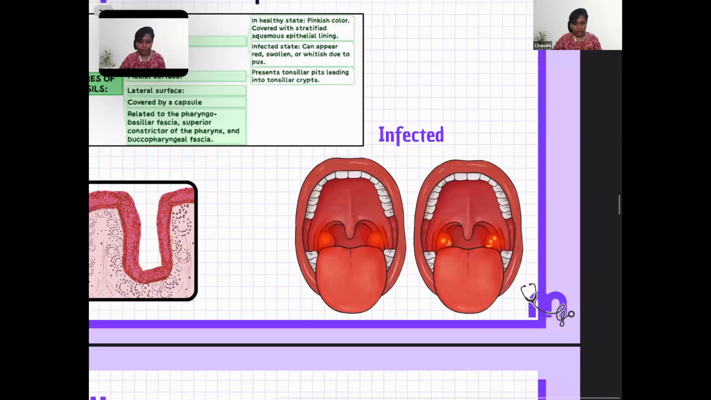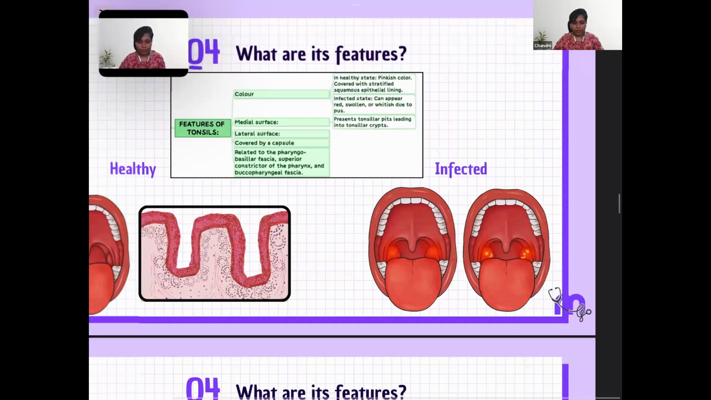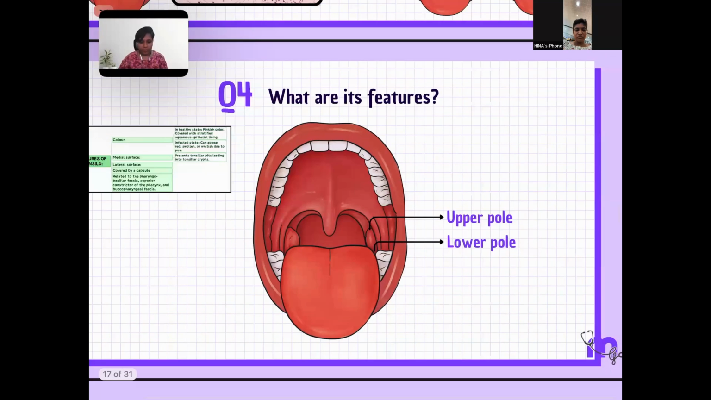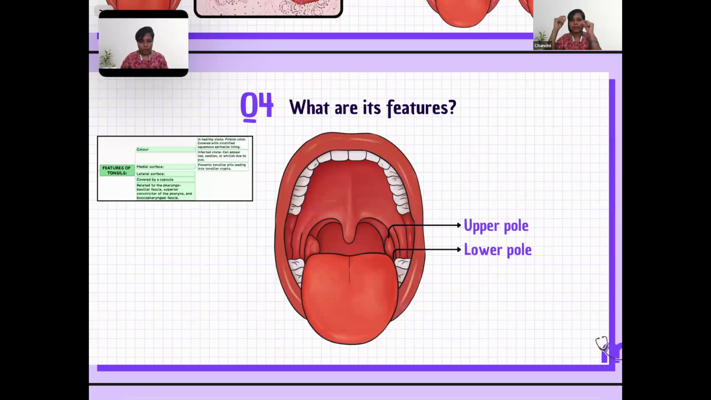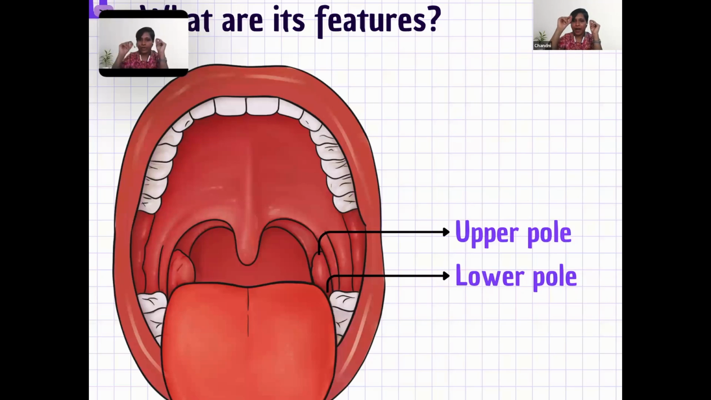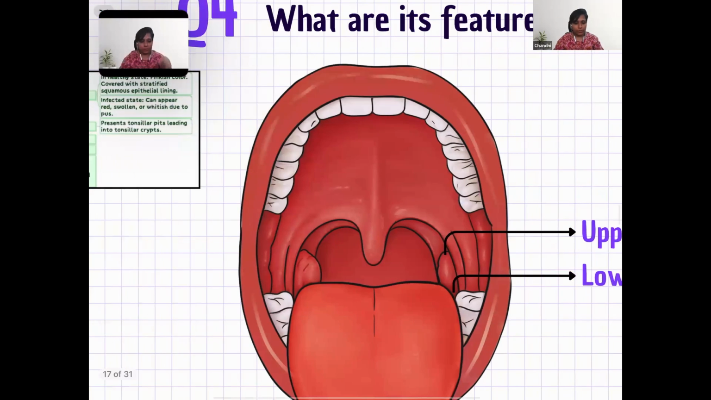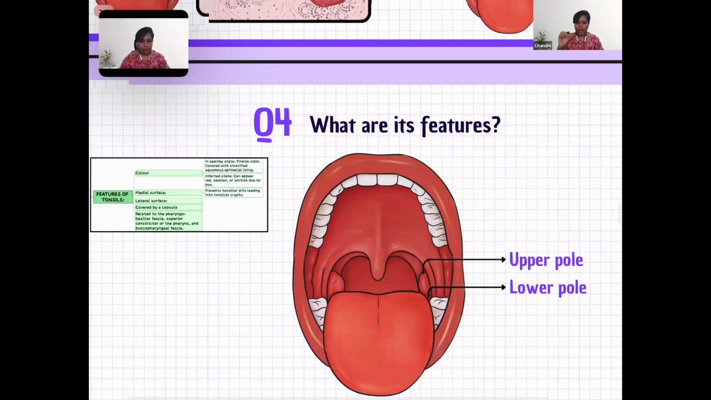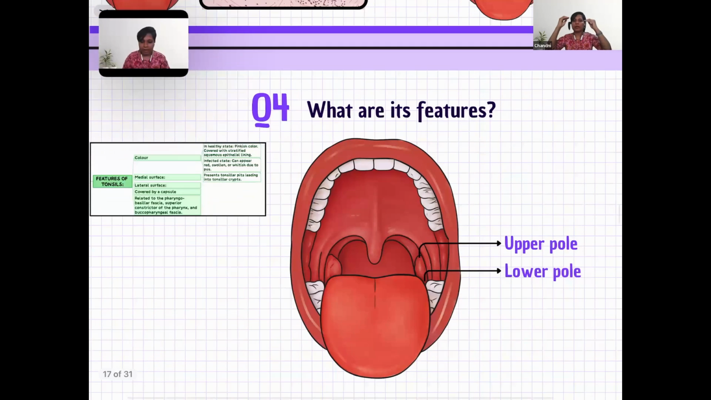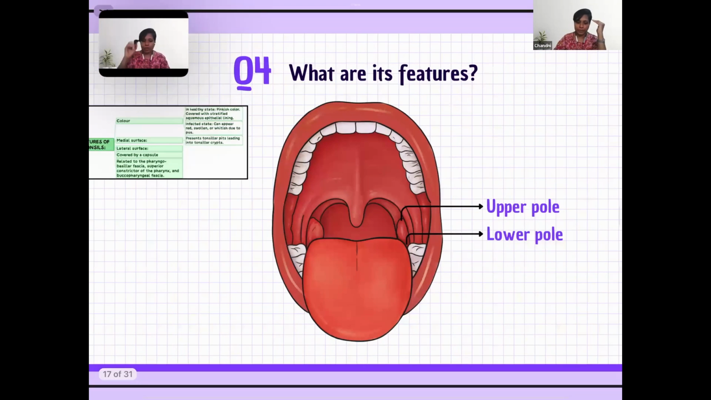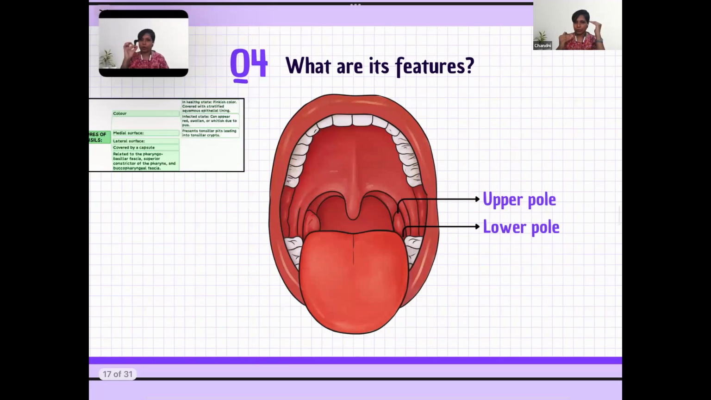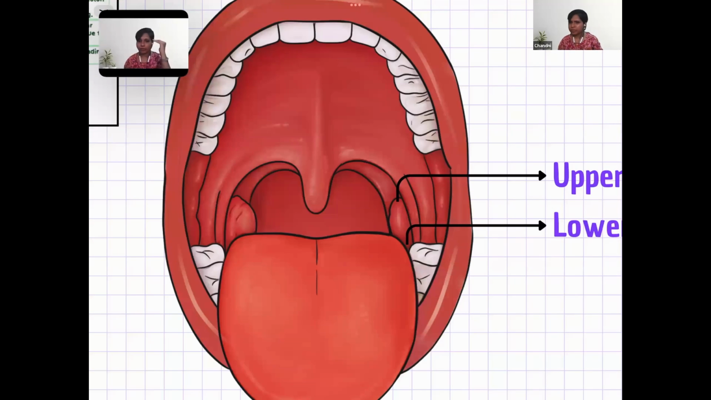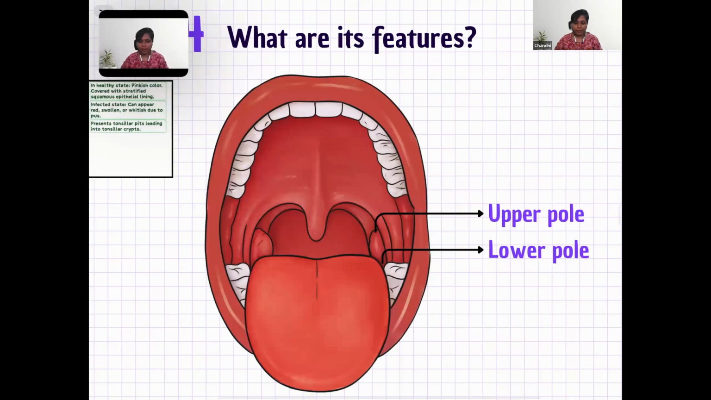Right. So what are the features? First of all, it has an upper pole and a lower pole because the tonsils are actually like little almonds, you know. The tonsils are like little almonds, okay? So they have an upper pole and a lower pole. The upper pole is towards the soft palate, and the lower pole is actually towards the tongue. Simple to understand, right?